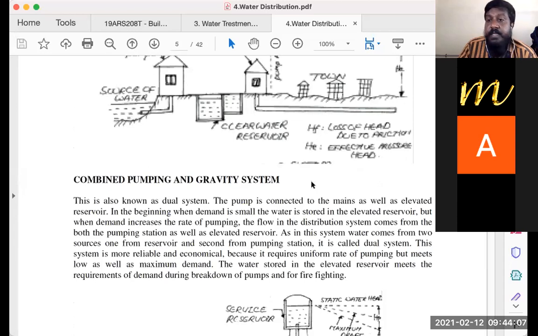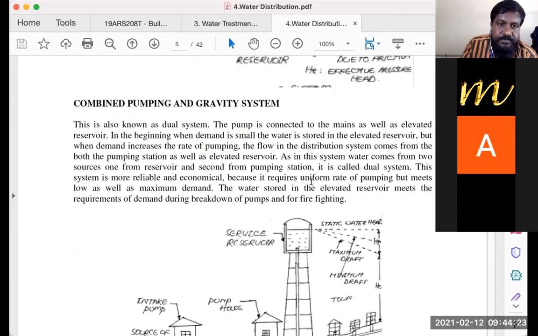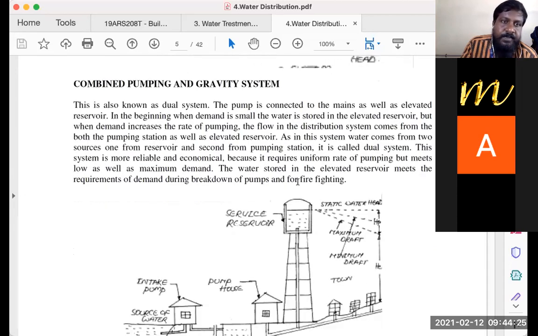And the reason the gravity system is not much used in cities is the limitation of space for huge overhead tanks. So normally in cities, we have our own storage tanks in each of our housing units, could be industrial places. A combined pumping and gravity system.